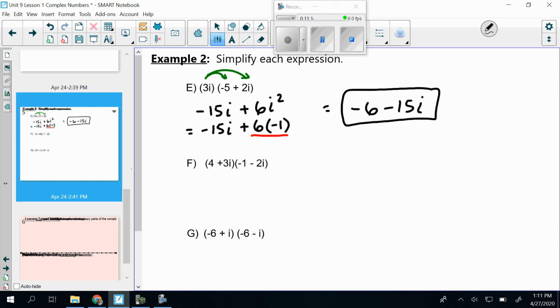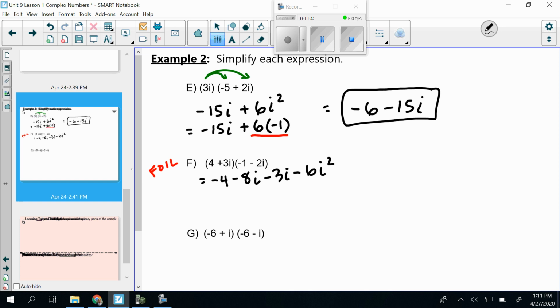If you got 2 terms in each, then you got to go through, and if you want to think of that acronym we had of FOIL, go through and multiply first, outside, inside, last here. So 4 times negative 1 is negative 4. 4 times negative 2i is negative 8i. Multiplying the inside ones, 3i times negative 1 is negative 3i. And then if we multiply the last ones, 3 times negative 2 is negative 6. i times i squared is i squared.